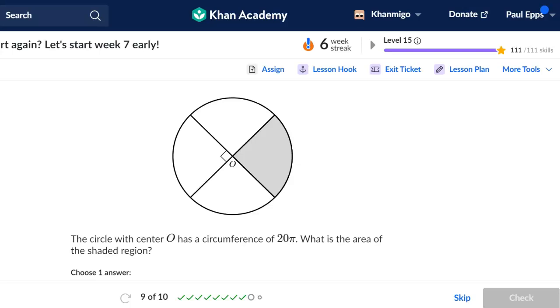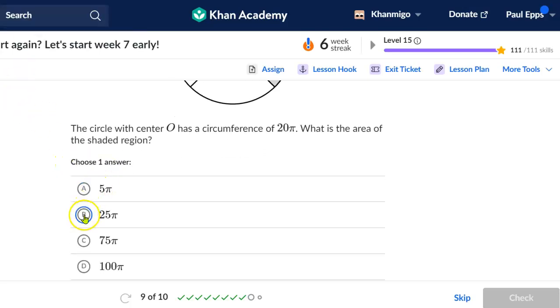We've got a right angle there, so really all those angles have to be right angles. So that's a quarter of the area. The area is 100 pi. So that shaded region would be 25 pi.